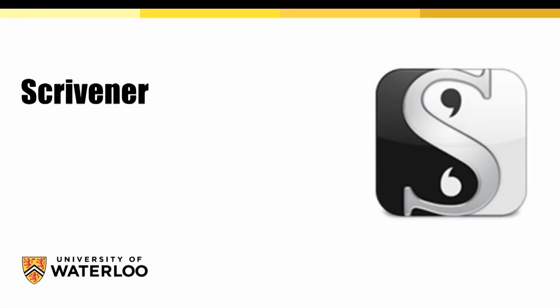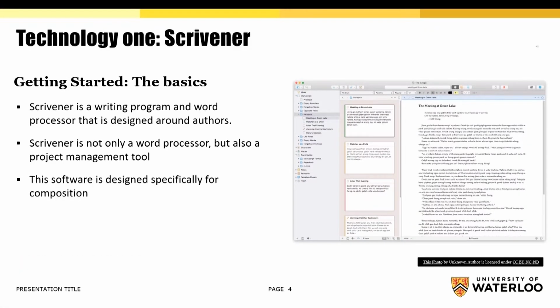Technology 1. Scrivener. Scrivener is a writing program and word processor that is designed around authors. Scrivener is not only a word processor, but also a project management tool, which means the user is able to organize notes, concepts, research, and entire documents for easy access as well as reference. This software is designed specifically for composition in mind.